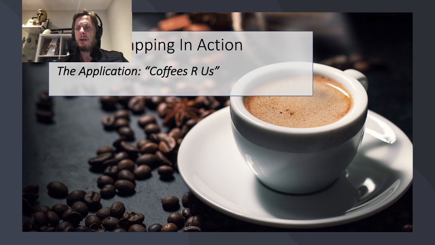Rather than explaining what it is, what I want to do is walk you through a concrete example of how feature mapping actually works. So what we're going to look at is an application called Coffees R Us, which is a mobile app which allows you to order coffee at a chain of coffee stores. I'm going to pick up a random story from this application, and we're going to walk through it using feature mapping. We're going to see what comes out of it.